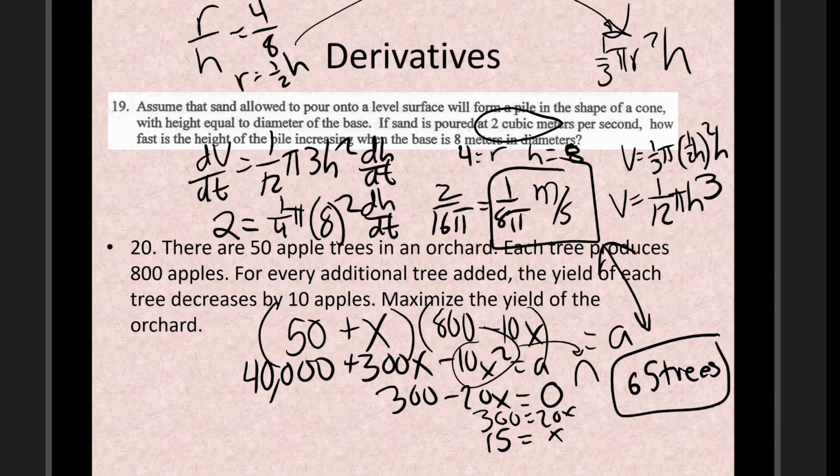Do you think the test will have optimization? Yep. A ton of the free responses we've done so far have had optimization. Anytime it asks for the fastest speed or highest points or any of that, it's the process of optimization. It's absolute extrema in word problems, or relative extrema in word problems. So there's nothing special about optimization.